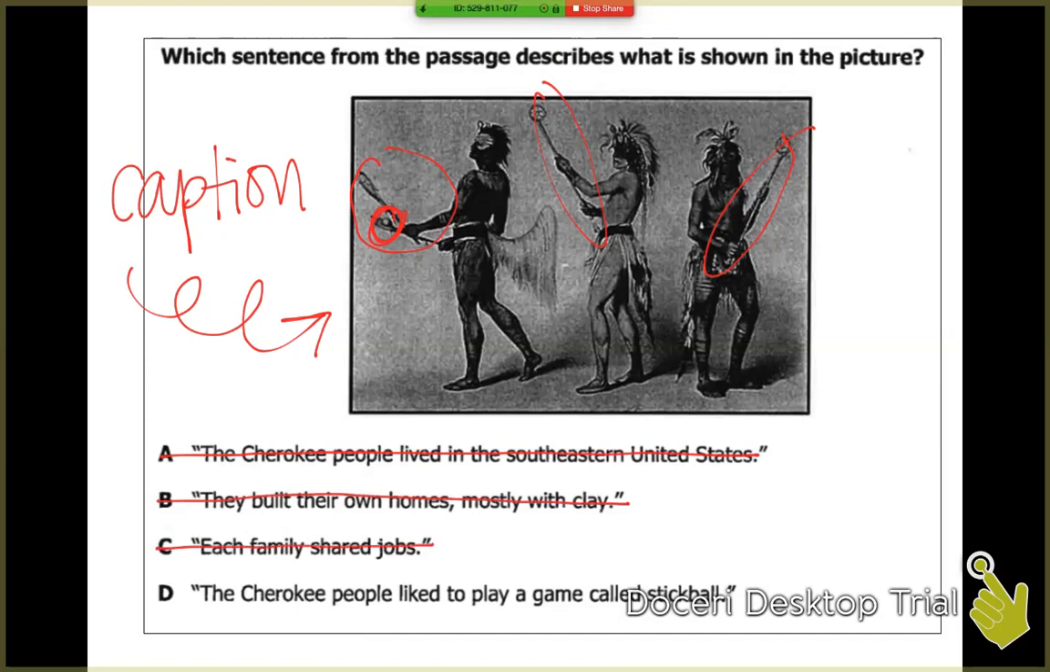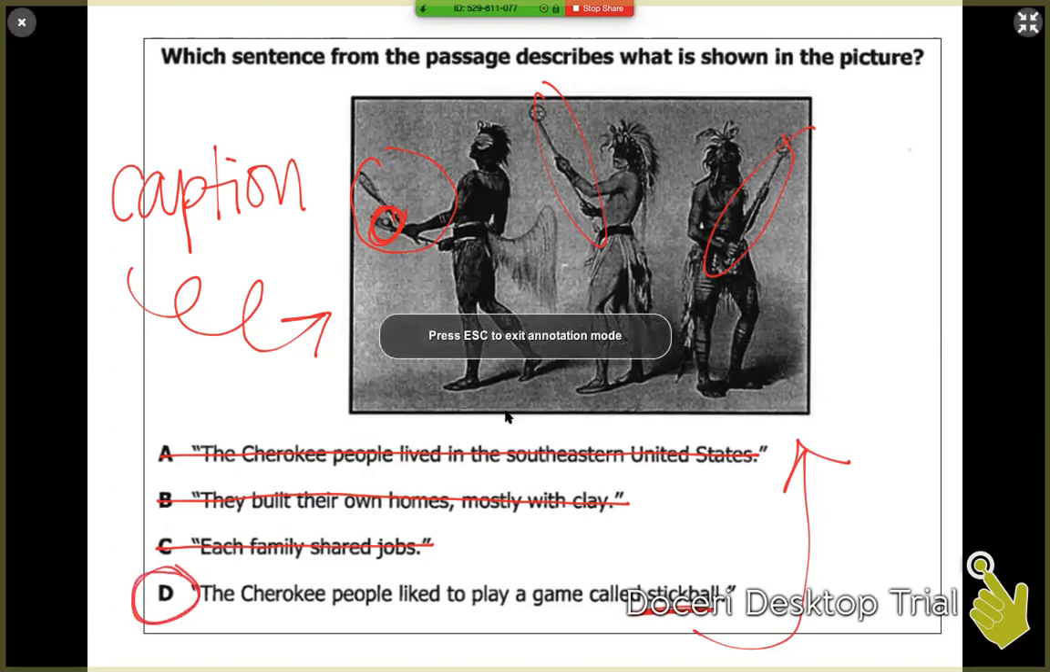And so D says the Cherokee people like to play a game called stickball. Well, I can infer based on what I read in my story that they are playing a game called stickball here because they have their sticks in their hands. That one in the front has the ball with his stick. So based on what I read in the passage and what I see in this picture, I think that D describes what is happening in this picture.